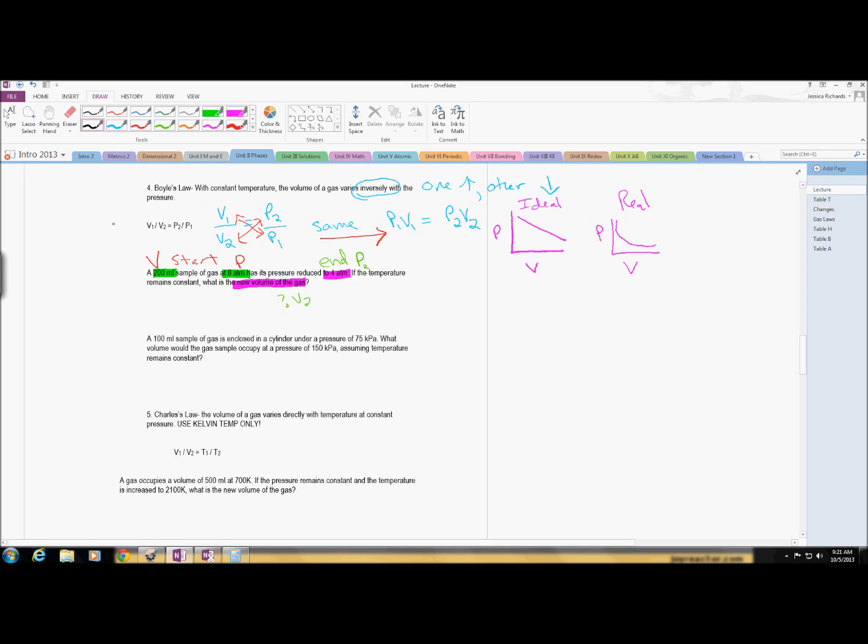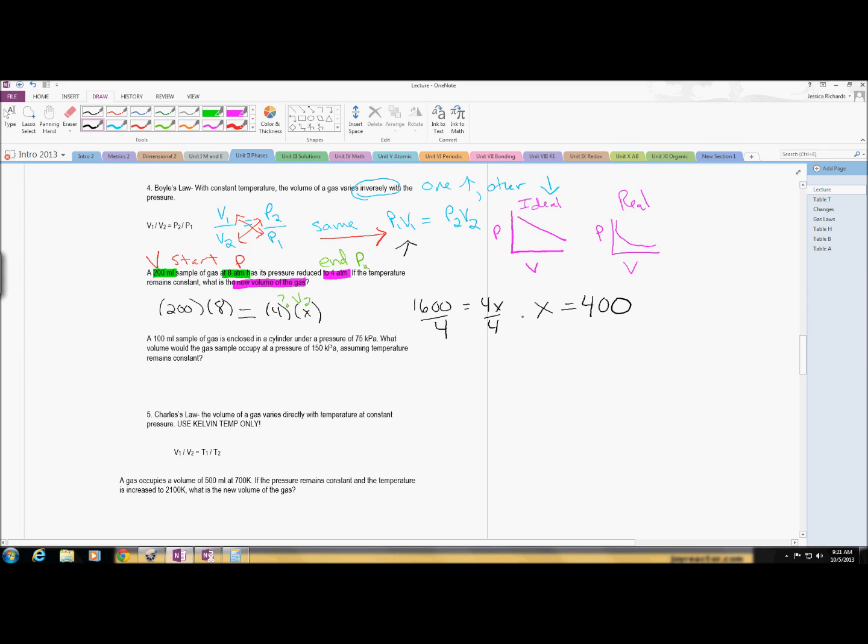So now all we have to do is plug our numbers in. 200 times 8, because remember we're just going to ignore temperature, so we're going to use this combined gas law version, ignoring temperature, and then we have 4 times x. So 8 times 200 gives us 1600 equals 4x. Divide both sides by 4, and x equals 400.